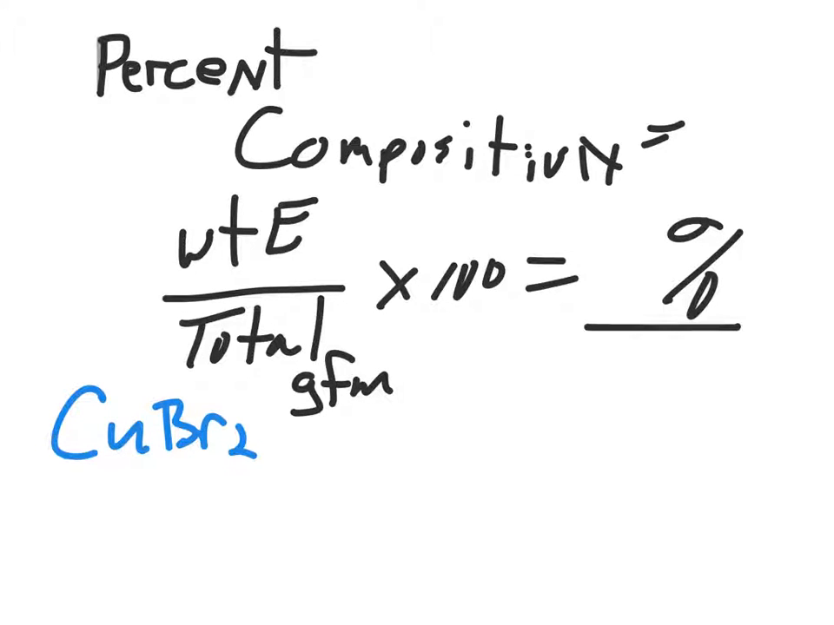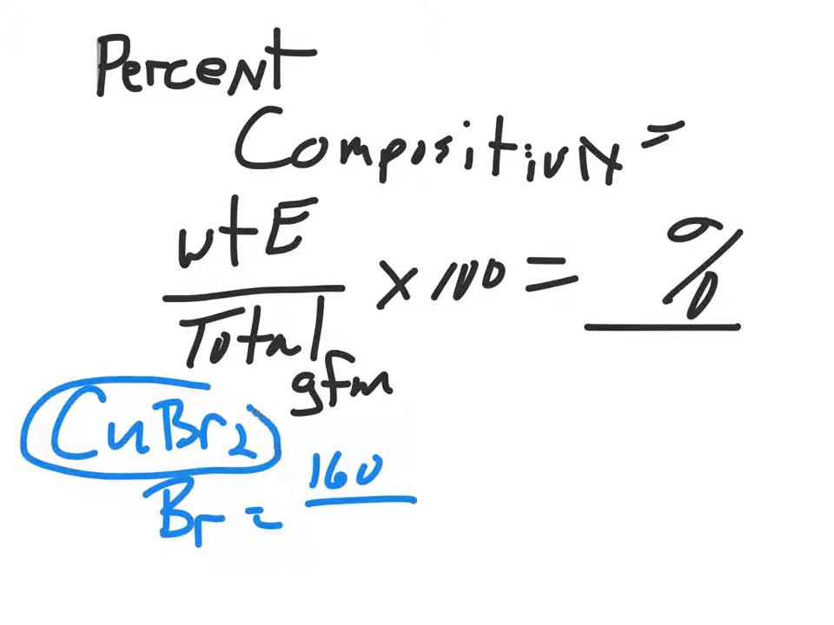If you did the bromine percent, you would do 80 times 2, that would be your 160. And then you get the molar mass of all of it, so that 160 plus copper weighs 64, right? And that's going to go on the bottom. How much would that be? 224.